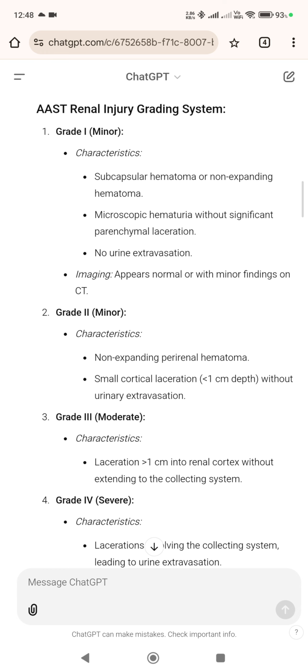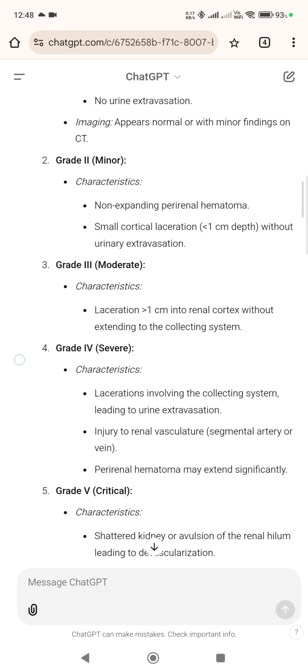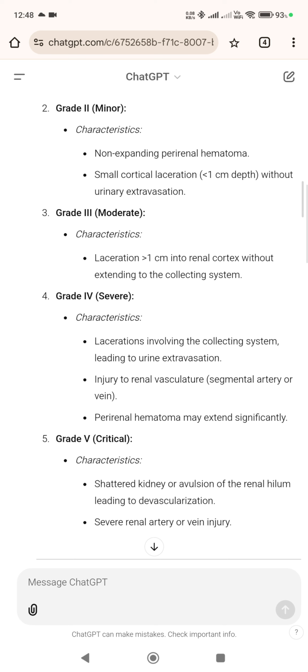1. Grade 1, minor. Characteristics: subcapsular hematoma or non-expanding hematoma, microscopic hematuria without significant parenchymal laceration, no urine extravasation. Imaging: appears normal or with minor findings on CT. 2. Grade 2, minor. Characteristics: non-expanding perirenal hematoma, small cortical laceration less than 1 cm depth without urinary extravasation.